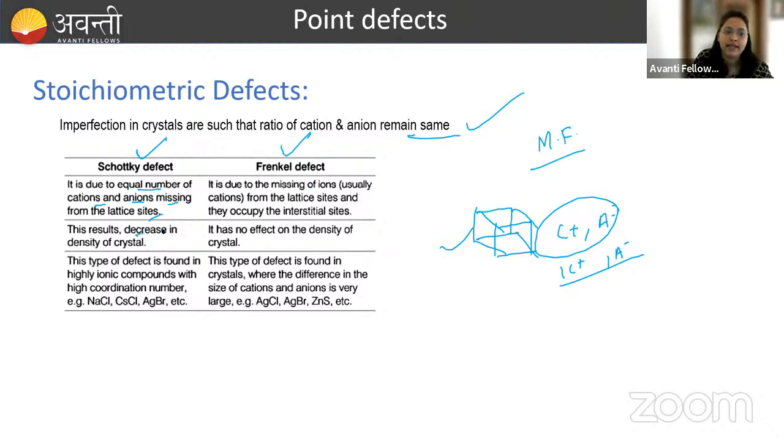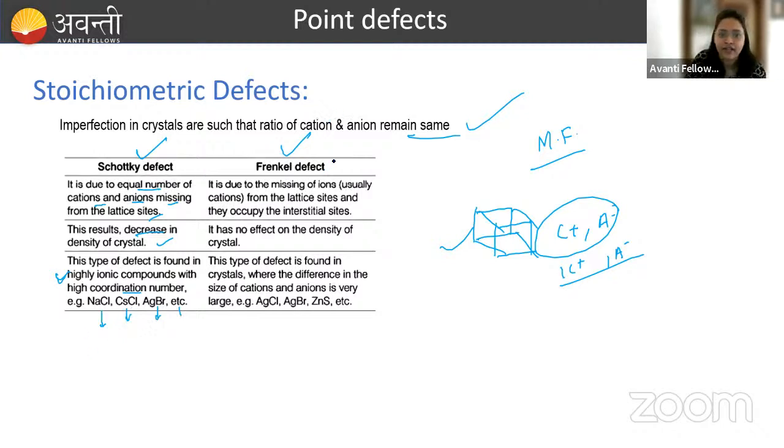Okay. Due to this, there is a decrease in the density of crystal. Since the cation has gone and the anion has gone, the density of the crystal lattice will decrease. So due to this there is a decrease in the density of the crystal. This type of defect is found in highly ionic compounds with high coordination number, NaCl, CsCl, AgBr, etc. So these are one type of defects.